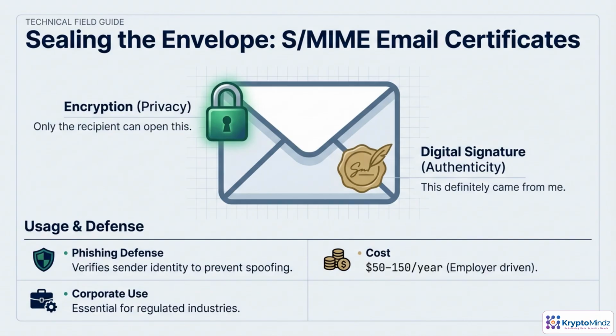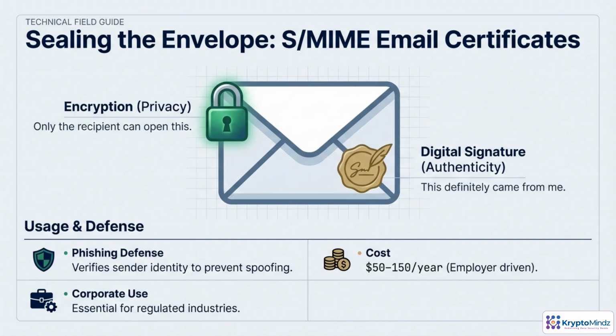S/MIME email certificates do two important jobs at once. They encrypt the message, and they prove who actually sent it. When you encrypt an email with S/MIME, you're using the recipient's public key. Only their private key can decrypt it. So even if the message is intercepted in transit or stored on a mail server, it's unreadable to anyone else. That's your privacy guarantee.